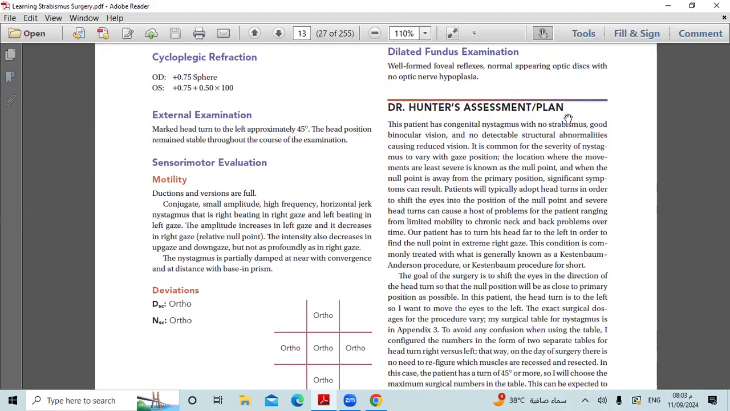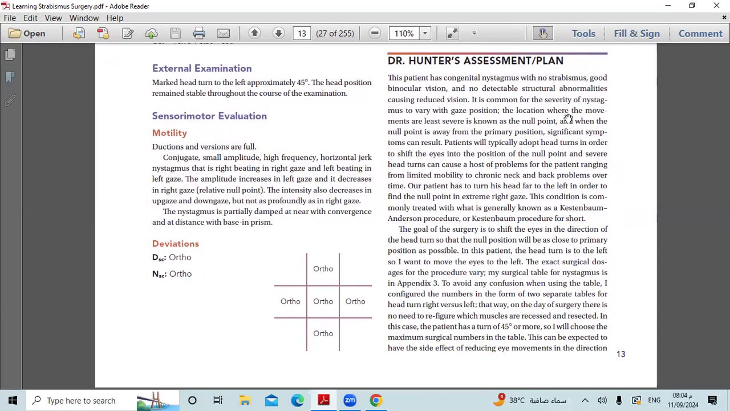Sensorimotor evaluation, motility. Ductions and versions were full. Conjugate small amplitude high frequency horizontal jerk nystagmus, that is right beating in right gaze and left beating in left gaze. The amplitude increases in left gaze and decreases in right gaze, the relative null point. The intensity also decreases in up gaze and down gaze, but not as profoundly as in right gaze. The nystagmus is partially damped at near with convergence and at distance with base-in prism.